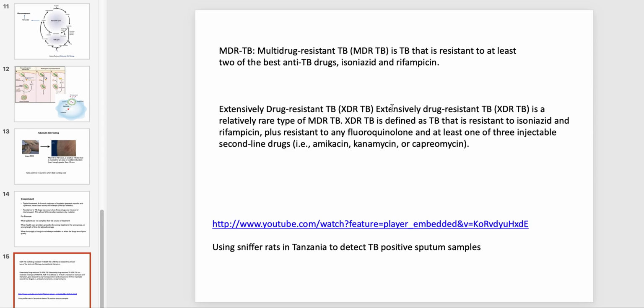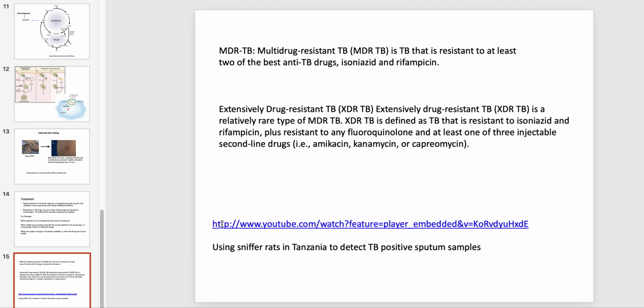Extensively drug resistant, XDR, is relatively rare. Hopefully it's relatively rare. It seems to be more and more prevalent these days. XDR-TB is defined as TB that's resistant to isoniazid and RIF, plus resistant to any fluoroquinolone, so these guys interfere with DNA replication, and at least one of three injectable second-line drugs. So some of these other protein synthesis inhibitors, because again, treatments are typically done in these cocktails. And so the microbe is extensively drug resistant because it's resistant to these frontline drugs, isoniazid, rifampicin, and a fluoroquinolone, as well as one of the next line injectables.